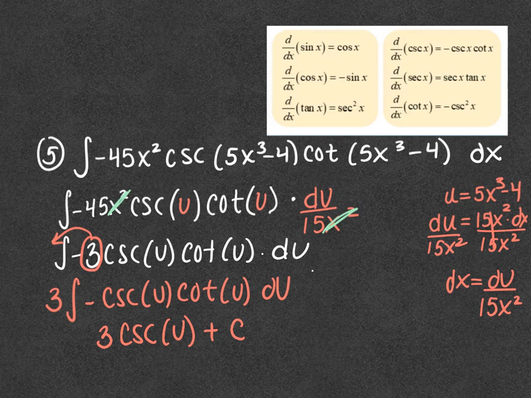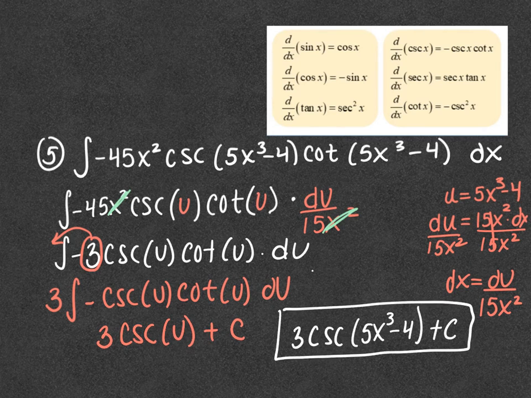And then last but not least, put the u back in. So 3 cosecant of 5x to the third minus 4 plus c. This is your final answer.